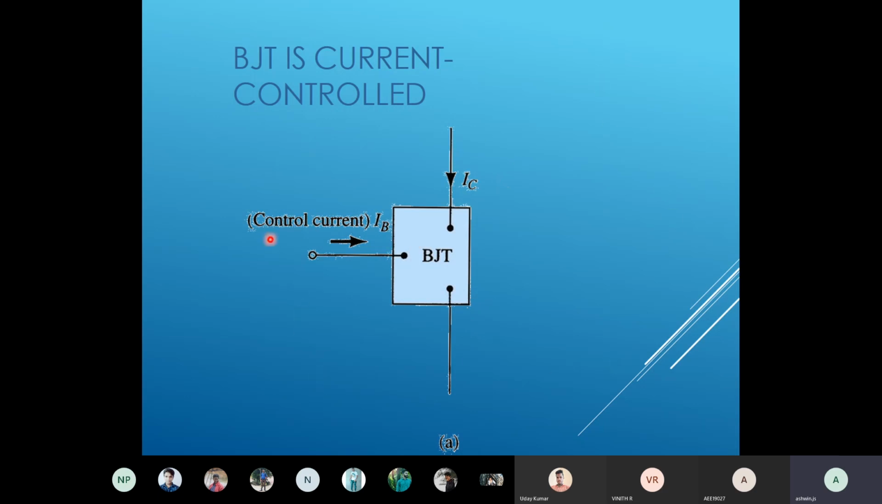So why? Because it depends on the base current, not the base voltage, on how much current is flowing through the base. Based upon that, the collector current will flow from here down to the emitter. So this is called a current control device. Input current controls the output current. How much input current I give, that much output current will flow. If I reduce the base current, the current flow from collector to emitter will be reduced. If I increase the base current, the collector to emitter current will increase. That's why it is named the current control device.